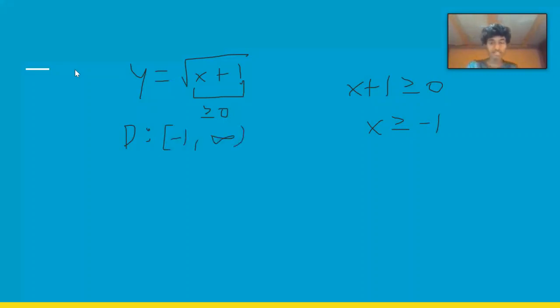All right, because anything less than negative 1, we will have a negative value under the radical, and we cannot take the square root of a negative value and get a real output. And negative 1 will work because we can take the square root of 0. If we plug in negative 1, we'll have the square root of 0, and we can take the square root of 0. So that's why negative 1 is inclusive.